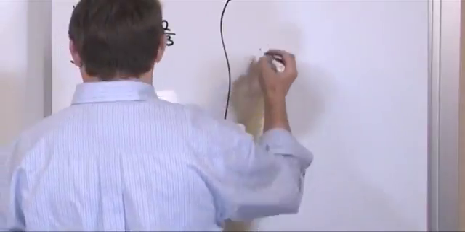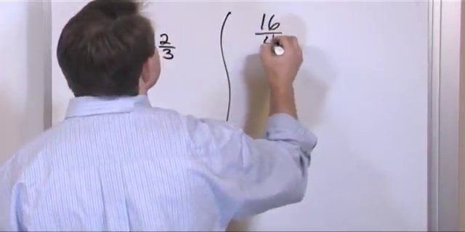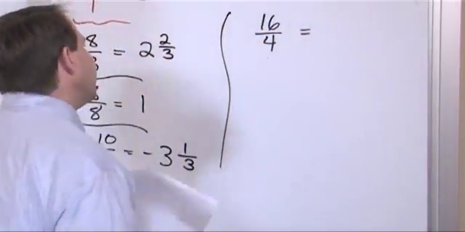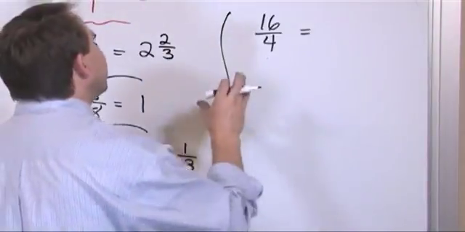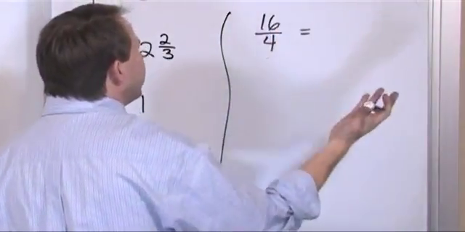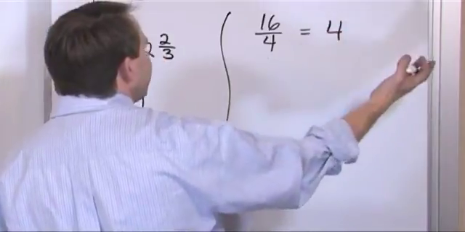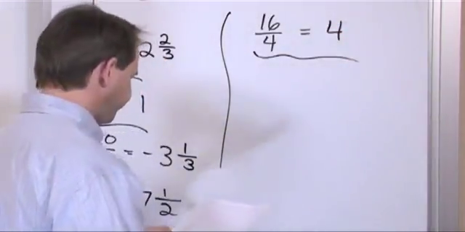Now what if I have 16 over 4? Then what I try to do is divide these. 16 divided by 4, that's an even number. That's 4. There's no remainder, so there's nothing else to write.